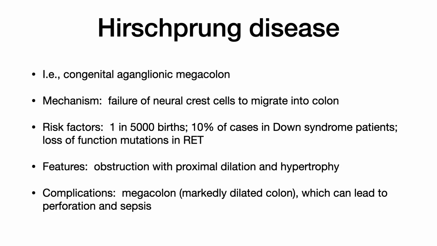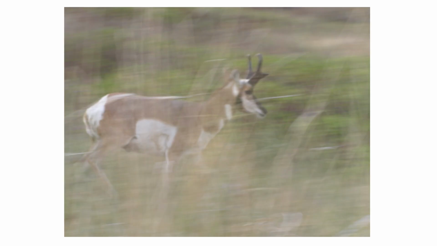But because you have that kind of tighter area because of the lack of innervation, it's going to cause obstruction. Proximal to it, you're going to get dilation of the colon and hypertrophy in response to trying to get stuff through. And then you can get a markedly dilated colon, or a megacolon, and that can lead to perforation. And if you get perforation of the colon, you can get septic.